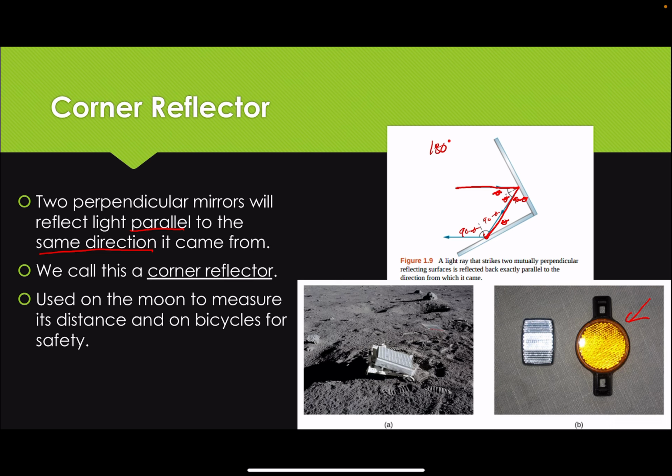That way, if a car's coming at me on the road one day, it's going to hit my reflector and bounce back towards that person, and they're going to be able to see me pretty clearly on the road. And we do the same thing on the moon. We put corner reflectors on the moon so we can shine lasers at them, and we can time how long the laser takes to return to us after we reflect them, and we can determine how far the moon is away from us, because it turns out the moon is actually drifting off ever so slightly over time. It's getting a little bit further away from us over time.